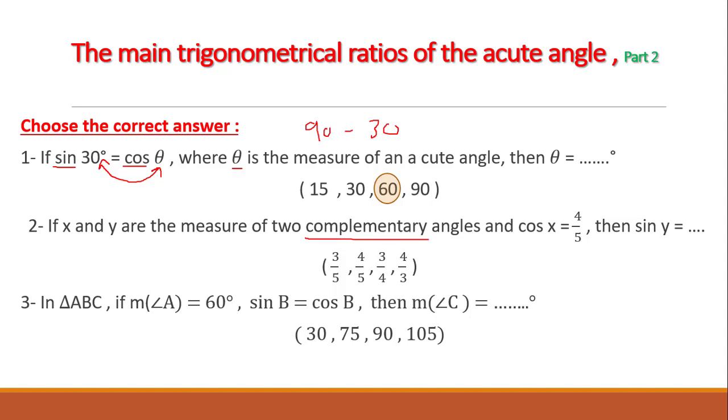Number 2, if x and y are the measures of two complementary angles, if cosine x equals 4 over 5. If we have two complementary angles, cosine x is the same as sine y. So sine y will be the same number, 4 over 5.